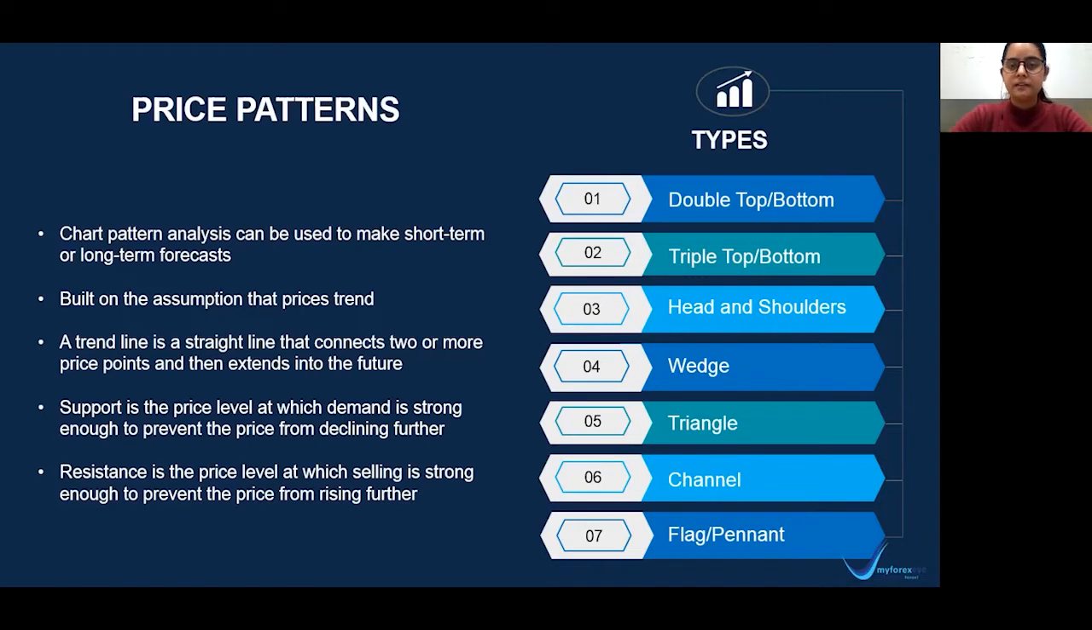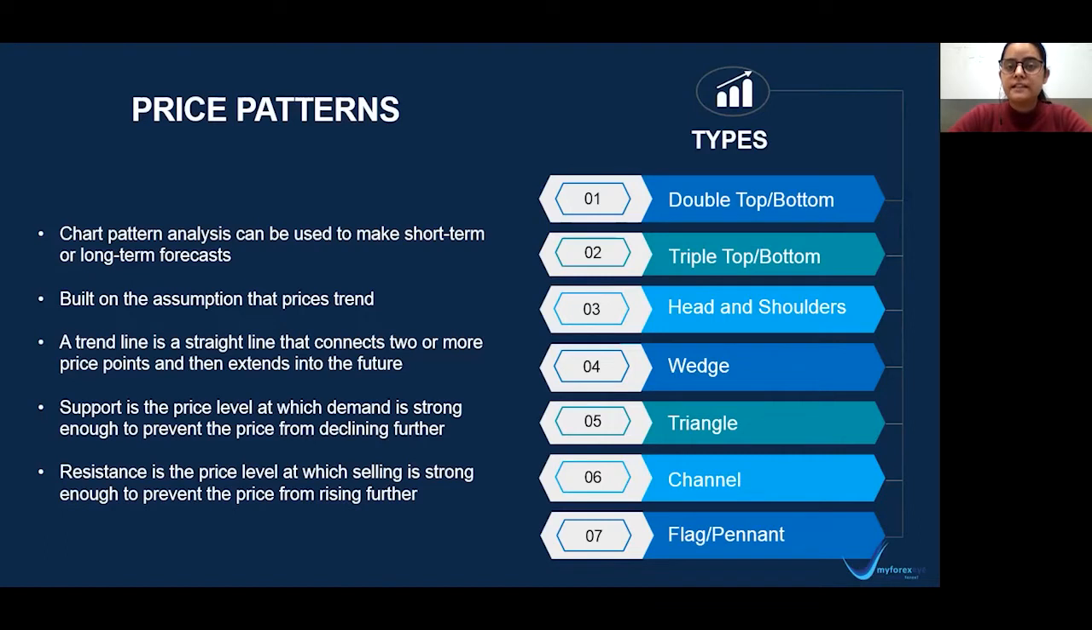The price pattern analysis is built on the assumption that price is trend. Hence, trend lines are very important in making forecasts. There are two kinds of trend lines: support and resistance. A trend line is basically a straight line that connects two or more price levels and then extends into the future, thus indicating the future trend.